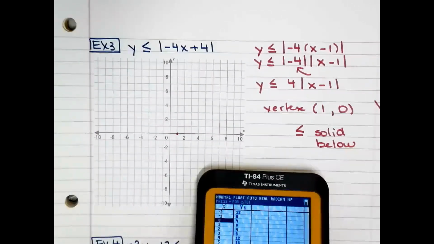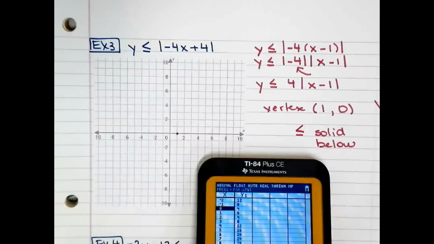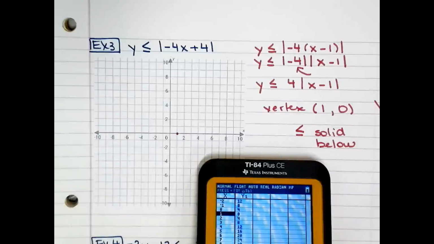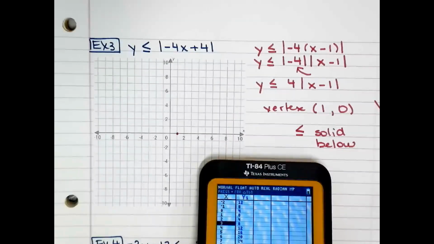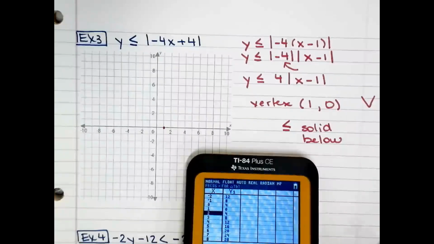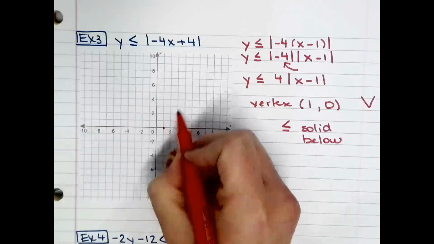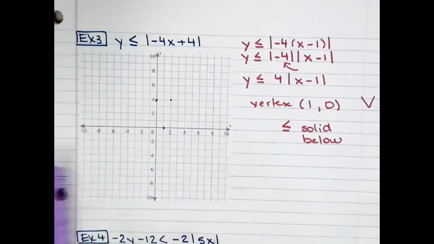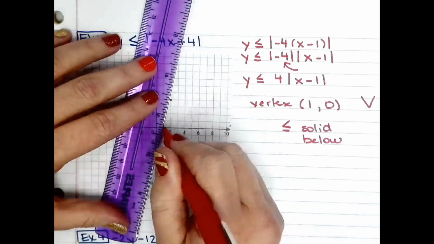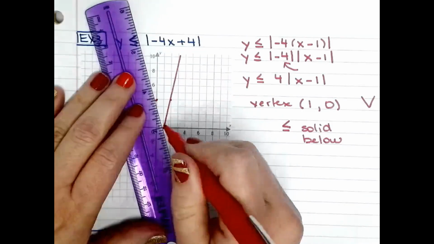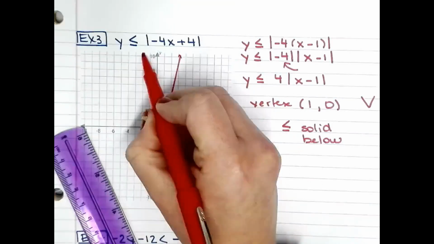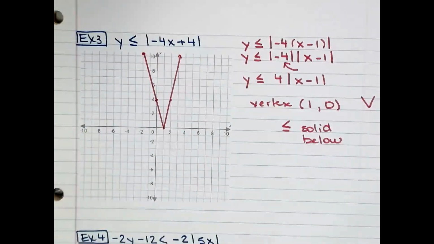I have the vertex right there, 0, 4. Just kidding. 1, 0. And then we're going to plot the next point over. 2, 4. If you want to graph 3, 8, more power to you. It doesn't matter, okay, as long as you reflect that point, because you have to make that V-shaped graph right there. Okay, so I will just do 2, 4. And I reflect that. Solid line. And we will shade below.